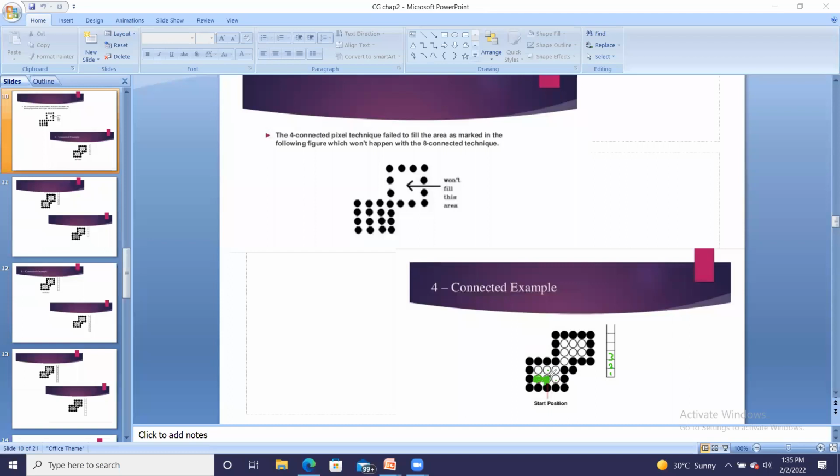Of these 4, one is already colored. Then these 2 are the boundary pixels. So only one is remaining. So I will name it as 4. So pop 3 and 4 will come there.